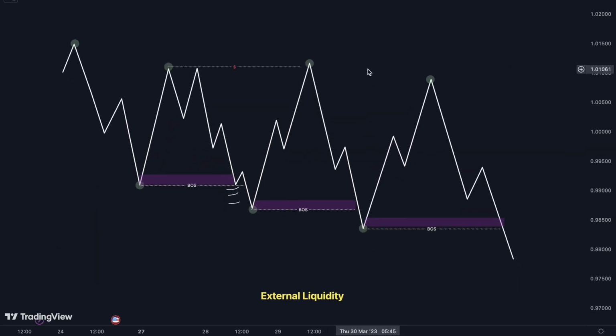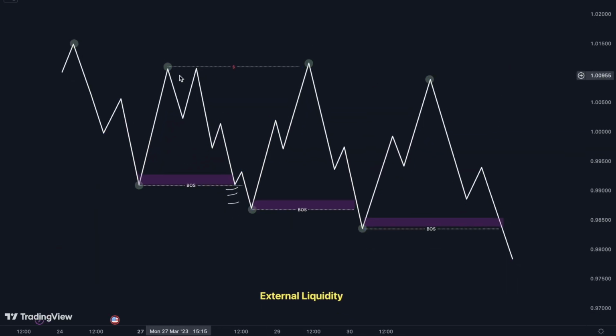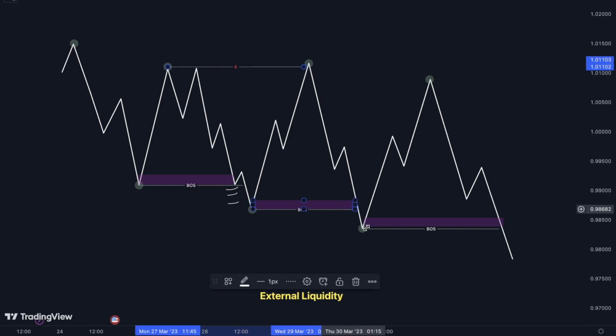Similarly in this bearish trend too, a double top formed. The market took the high, took the liquidity, hit the stop loss and then gave the movement.